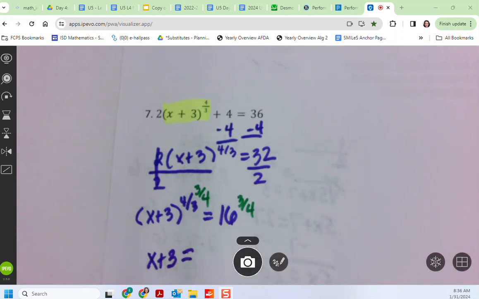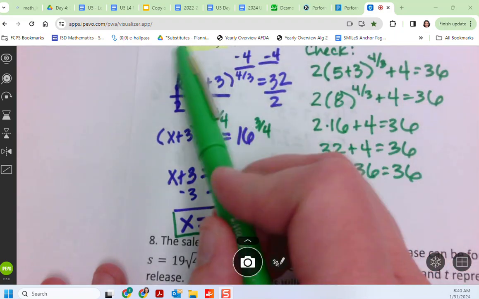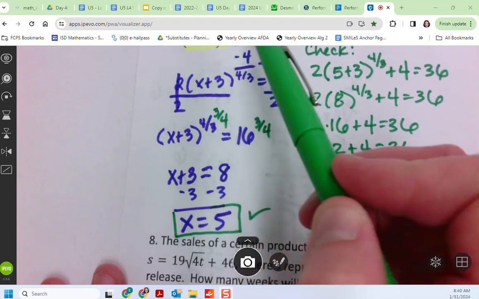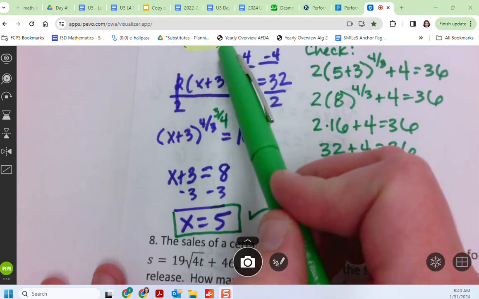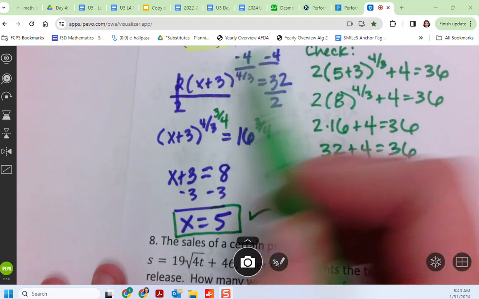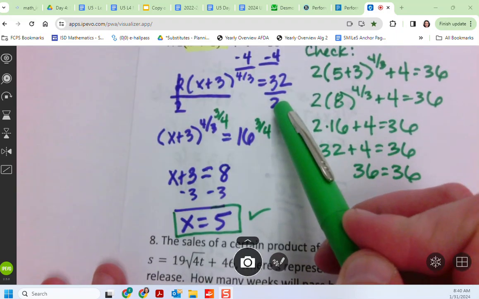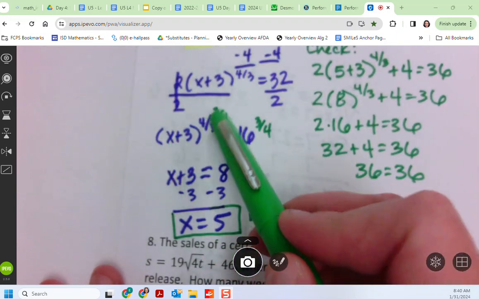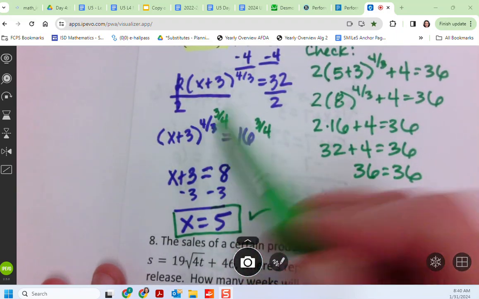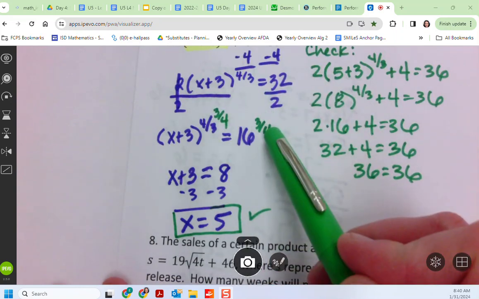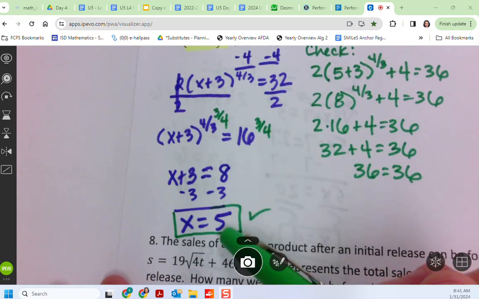All right, so in this problem, we isolated your x plus 3 to the 4/3 by subtracting 4 and dividing by 2. And then you raise each side to the reciprocal of 4/3, which is 3/4. And you solved it, and you got x equals 5. And then you substitute back in to check your answer.